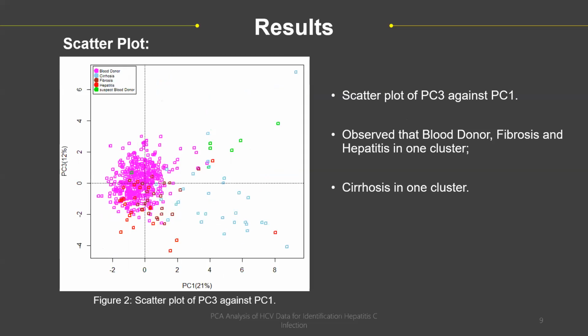In this scatter plot, we can have a clear view of PC3 against PC1, and we can see that the blood donor, suspect blood donor, and hepatitis are actually in one cluster, and the blue ones are in another cluster.